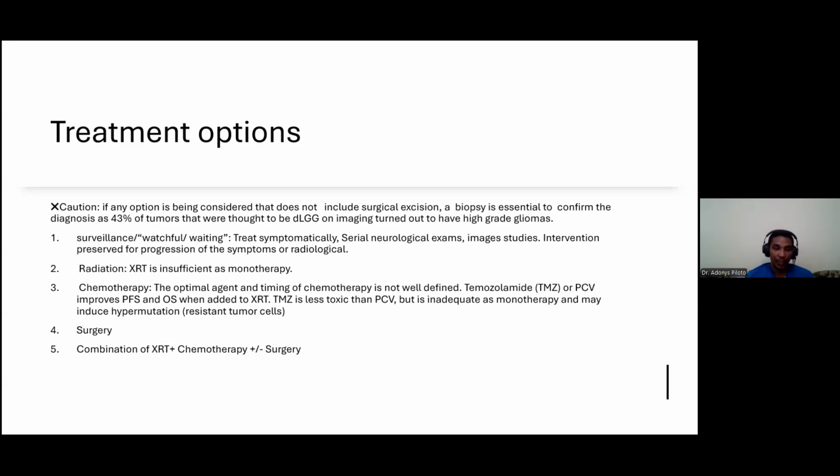Surgery is the gold standard, the best option for patients with this type of tumor, and the combination of chemotherapy, radiotherapy, plus surgery is definitely much more effective.